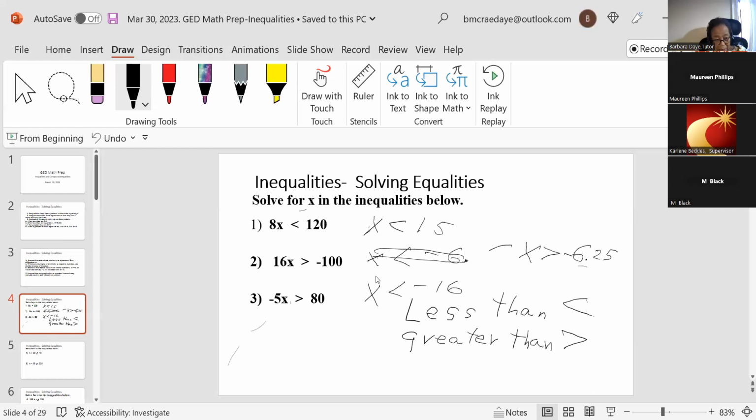Just like number three. Number three has a negative, right? So you divide by a negative. So this one, of course, you change from greater than to less than. Okay, got you. And then the 80 divided by negative 5 is a negative 16. Got it? Yes, ma'am. Thank you. Thank you, Maureen. I didn't even realize it.